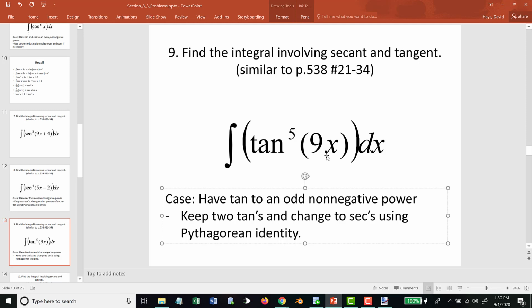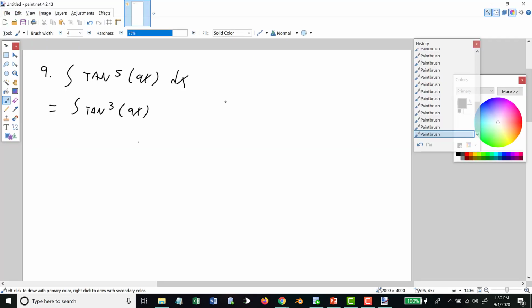Now, we're going to keep two tangents. So I'm going to put tangent squared over here. It's probably not keep. It probably should be separate. And then we're going to rewrite this because there's no way you can rewrite an odd power using the Pythagorean identity. That's why I knew something wasn't quite right in my wording. That's version 1. I tried my best.